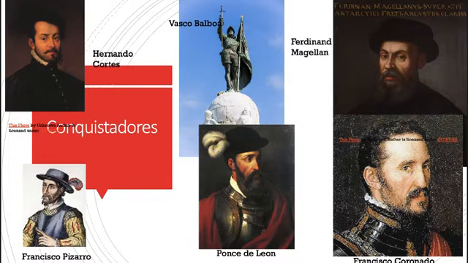Coronado. Anybody know Coronado? He tried to look for a city of gold called El Dorado. Unfortunately, he never found a city of gold, but he did find the Pueblo Indians and their cities made of adobe, which was also pretty impressive.